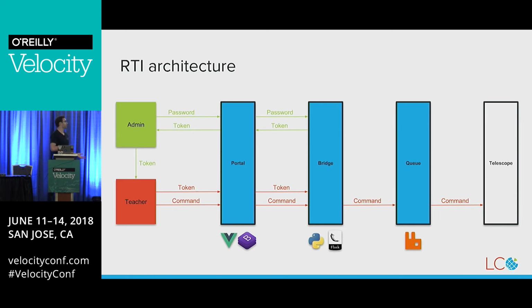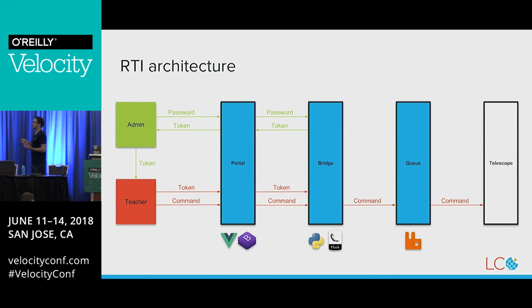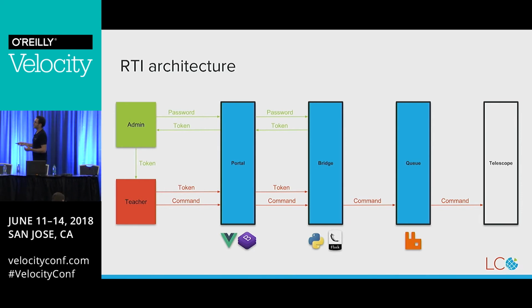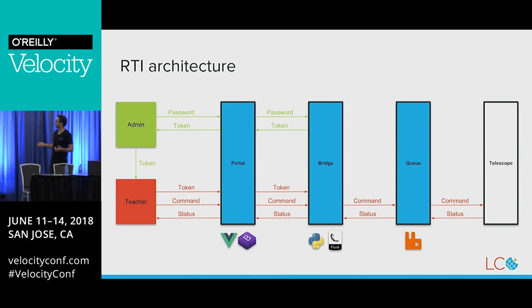So it goes through the web portal, the bridge passes it off to the queue, and the telescope itself picks up the command and executes whatever request was sent to it. Once that finishes, the telescope sends back the status all the way through the real-time interface to the teacher, and it pops up on the web portal and allows them to educate children.